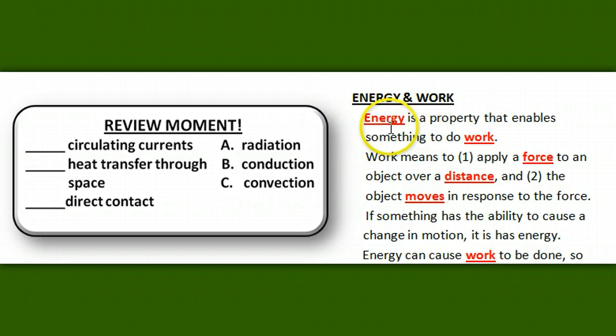Right here in your answer guide, you should be writing: energy is a property that enables something to do work. Work means two things. The first is to apply a force to an object over a distance. So you have to use force and apply it over a distance. That's the first thing that you need to have in order for work to happen.